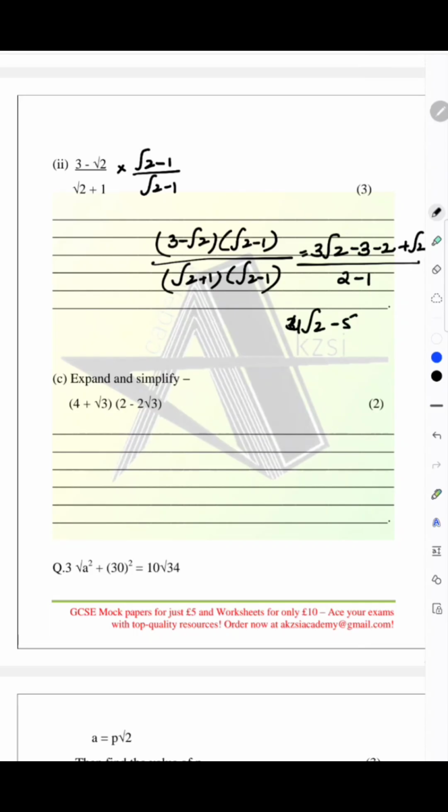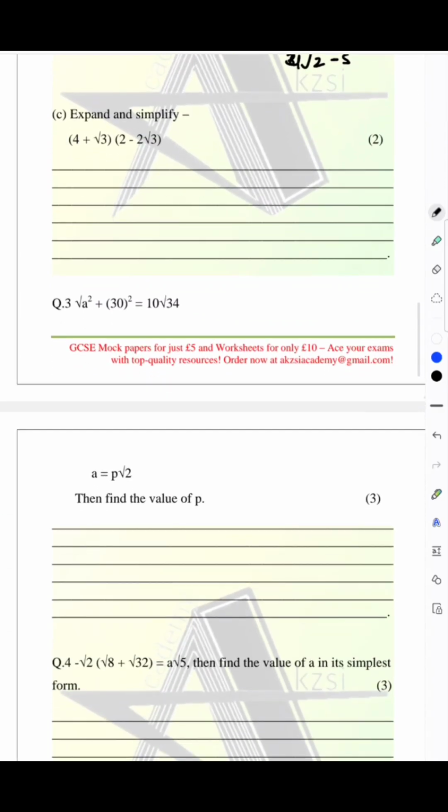Now moving on to the next one, expand and simplify. You just need to expand this and simplify. So the same thing that we did. Expanding, that means 4 times 2, first element of the first bracket multiplied by the first element of the second bracket, 8. Now multiplying the same with the second one, which is minus 8 root 3. Then multiplying root 3 by 2, you will get 2 root 3. And then multiplying root 3 times 2 root 3 is minus 2 times 3, which is 6. This gives 2 minus 6 root 3, and that's your final answer.